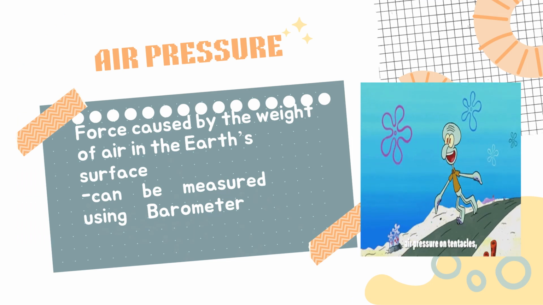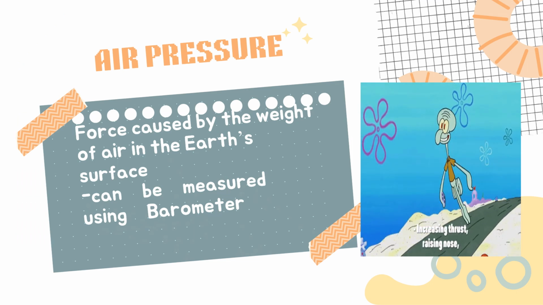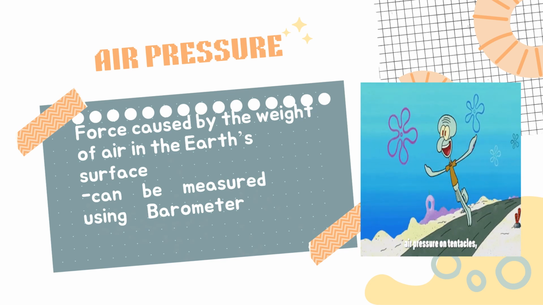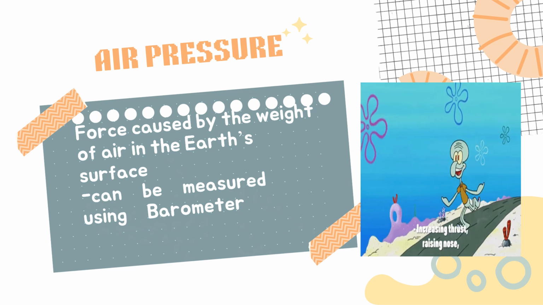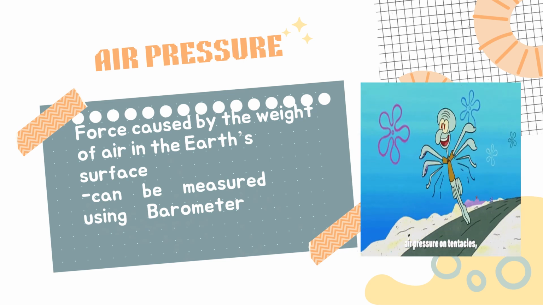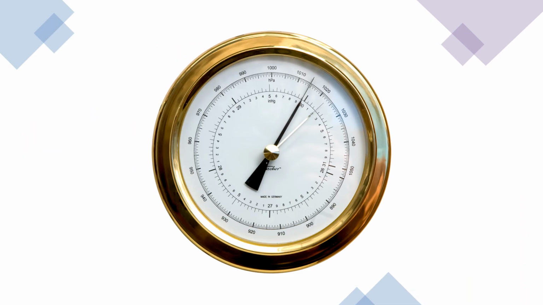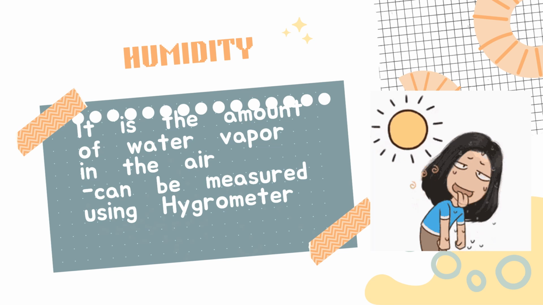The third factor that affects climate is air pressure. It is the force caused by the weight of air in the Earth's surface, and it can be measured using a barometer. This is what a barometer looks like. The next factor is humidity. It is the amount of water vapor in the air, and it can be measured using hygrometer.